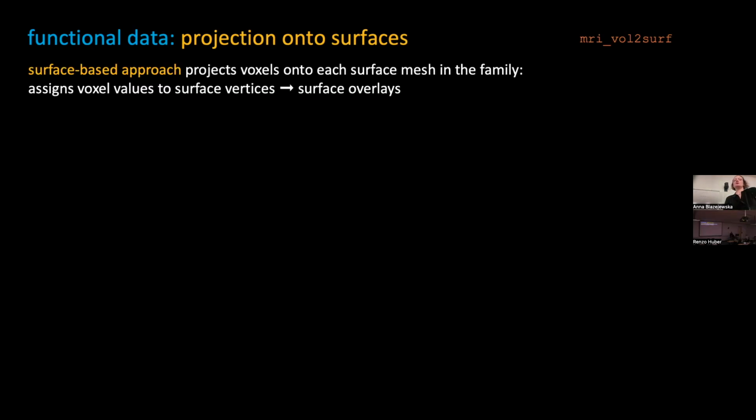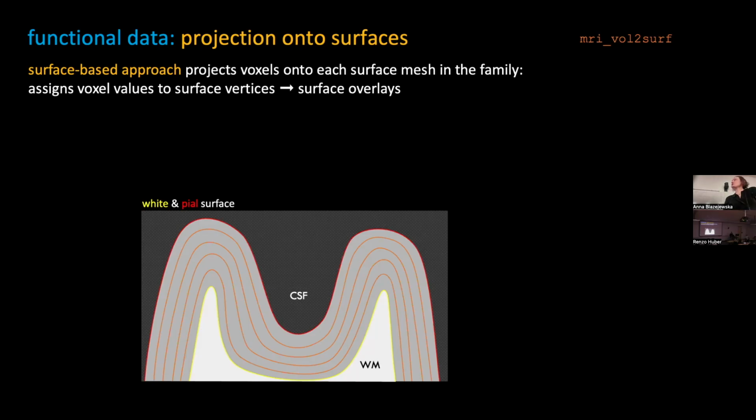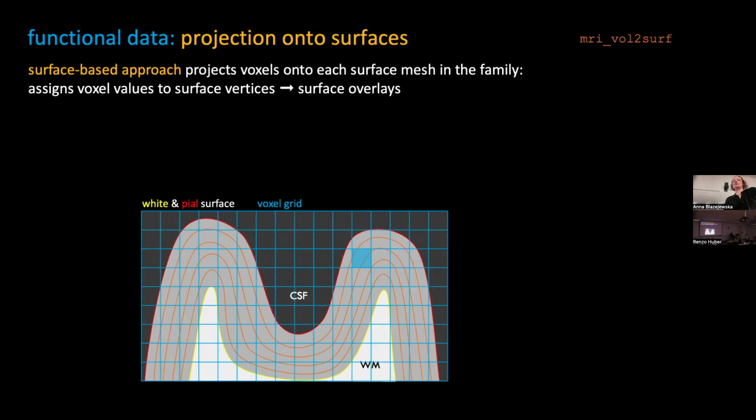And this is to enable the surface-based approach, where we're basically having this family of surfaces that we already discussed, and we're creating surface overlays that we can then display on these surfaces, where we, again, as we did previously with the thickness or curvature, create them by assigning voxel values to surface vertices. Okay, so if this is our cortex, and this is our voxel grid, we'll take this one blue voxel, and we'll assign the value of this voxel to the two surfaces, three vertices in this case.